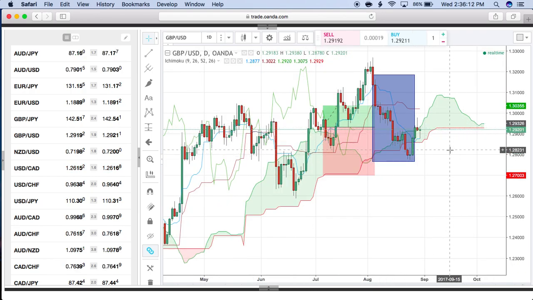So we've got a green cloud. That means I'm poised for a long. However, this may switch to red, and then I may be interested in short. So really nothing going on right now. It's in the middle of my box that I'm interested in these two levels, the upper and the lower level. There's nothing going on there.